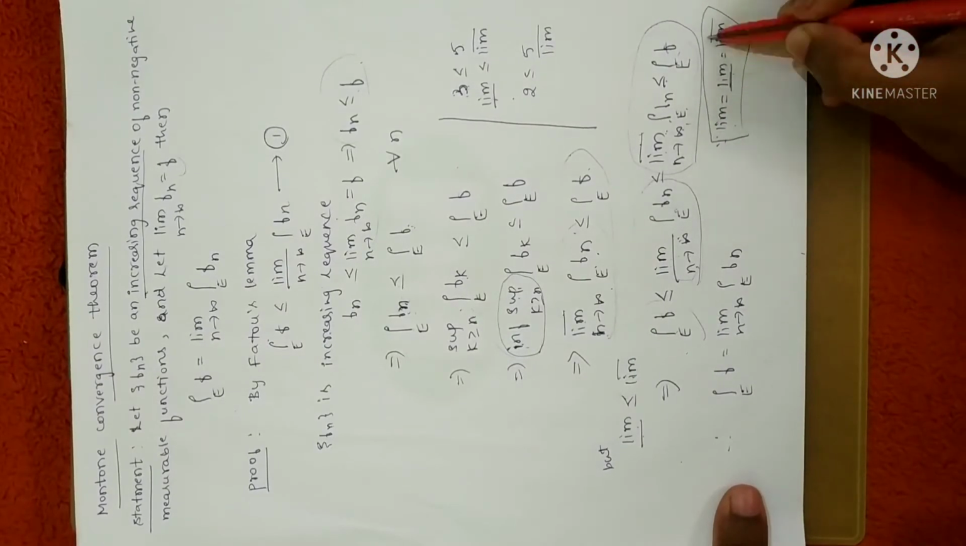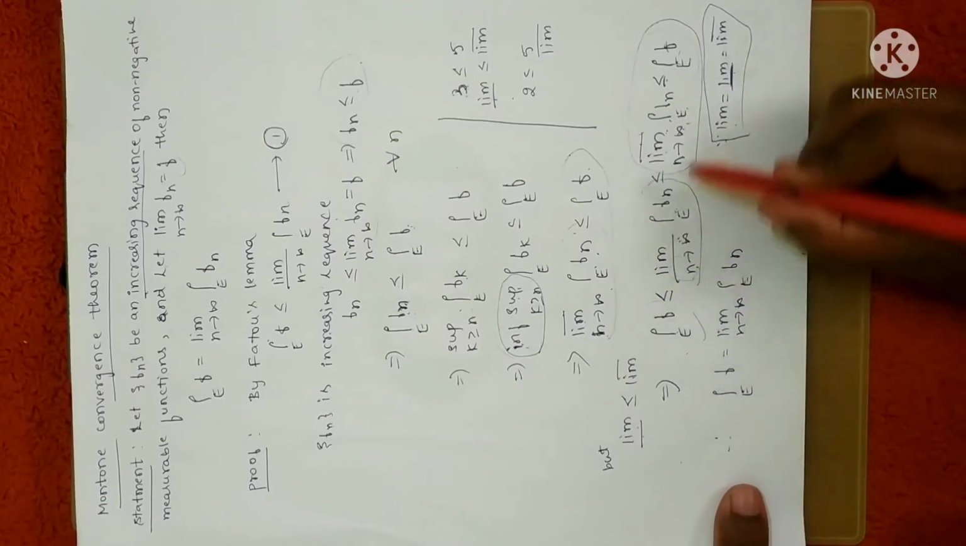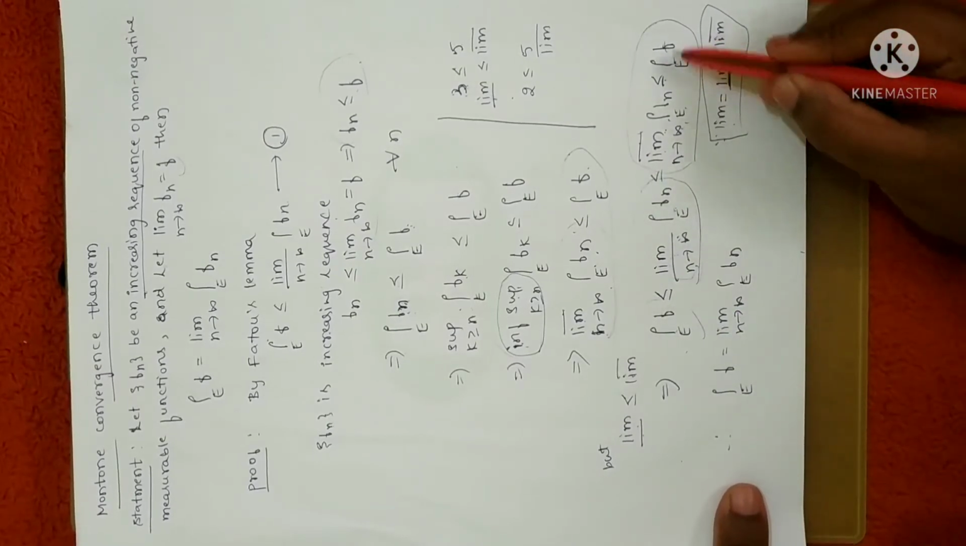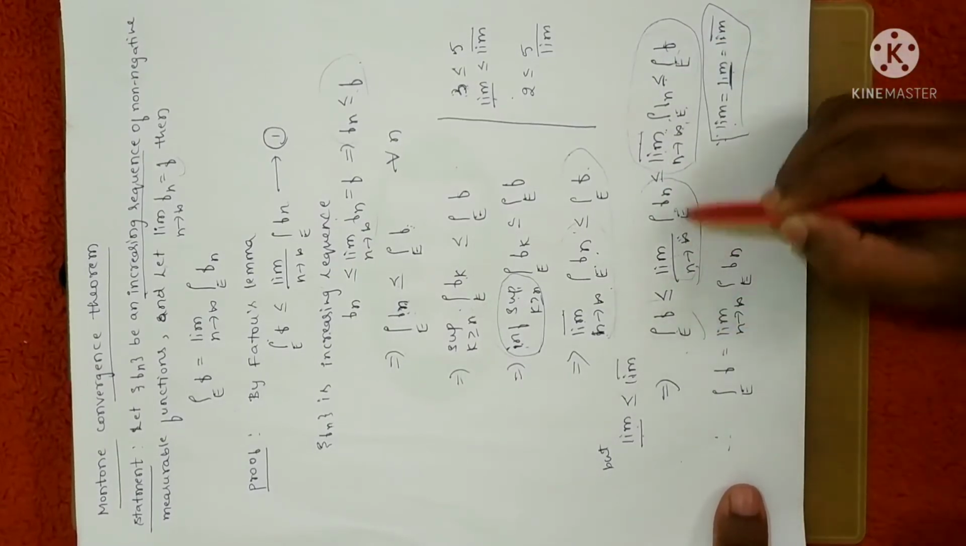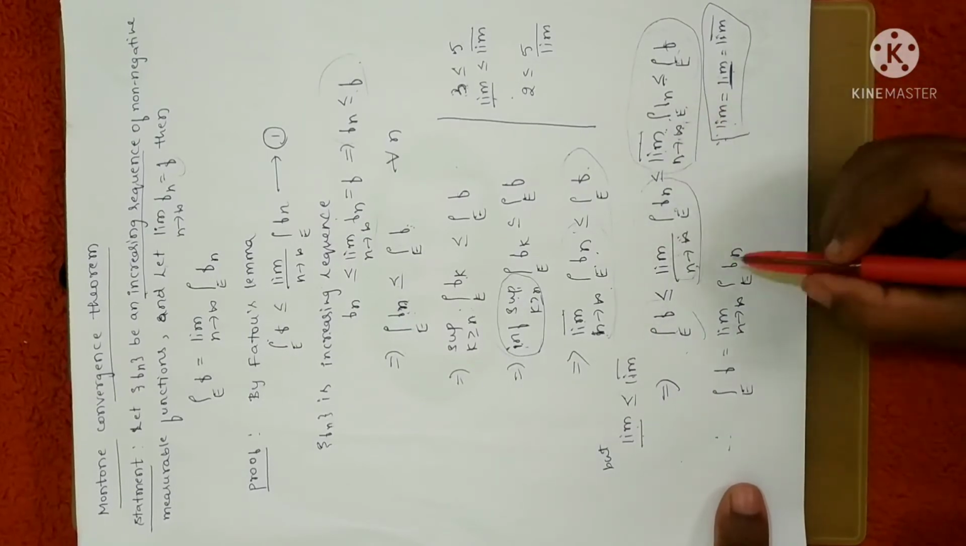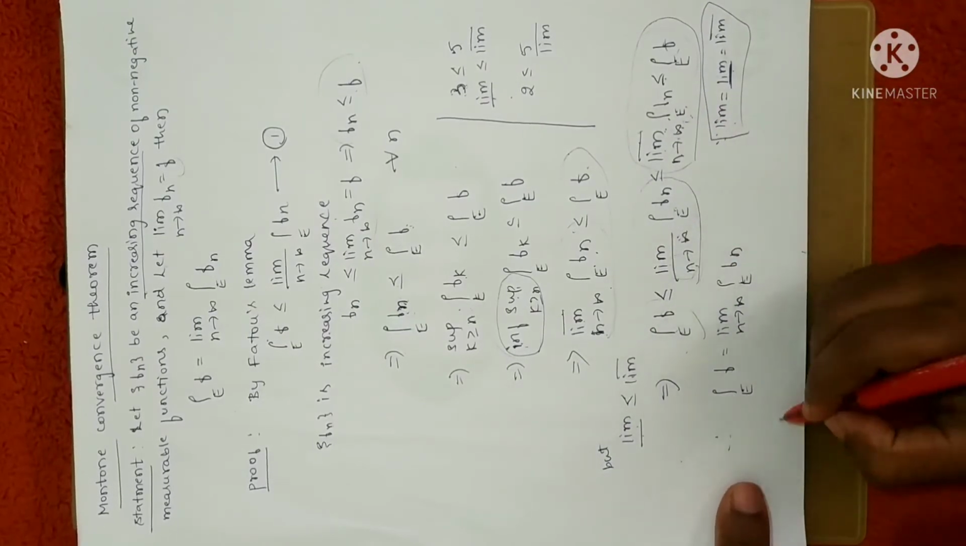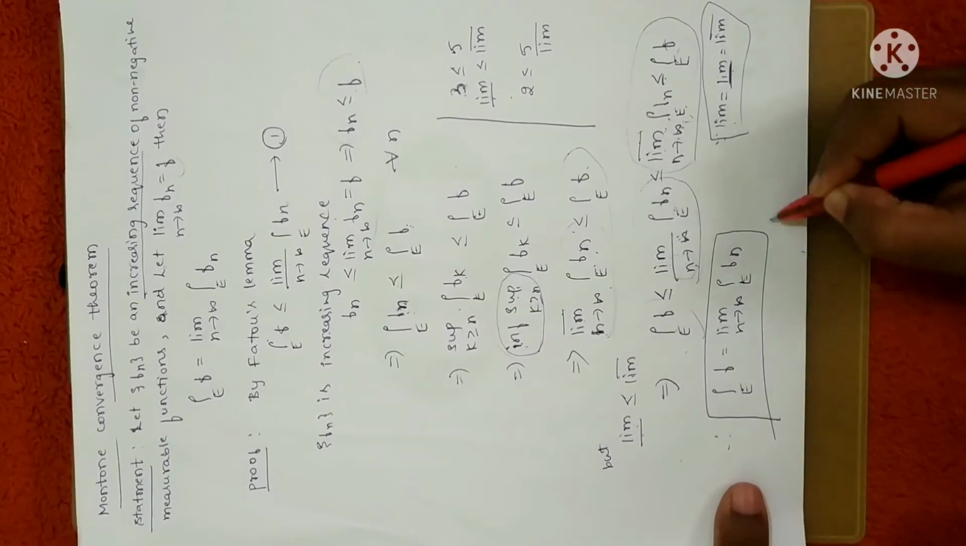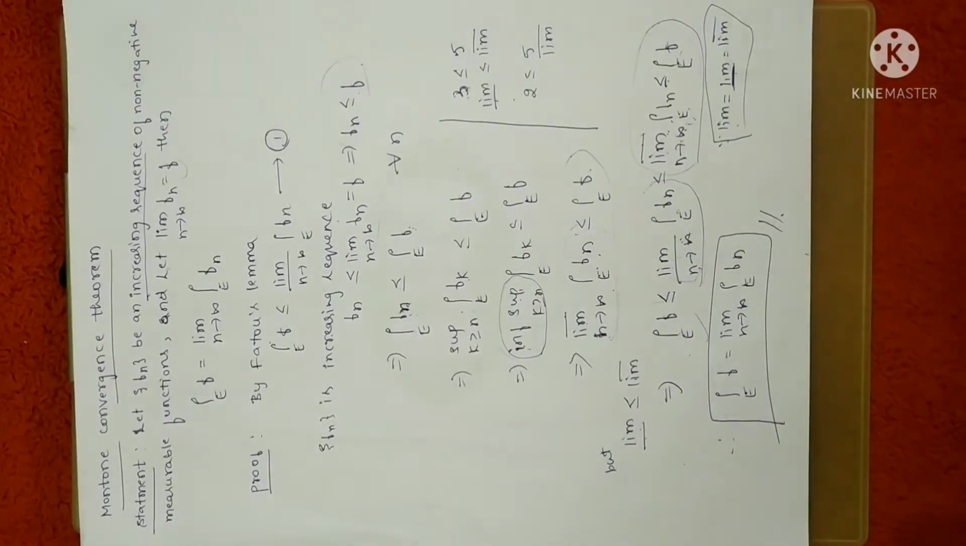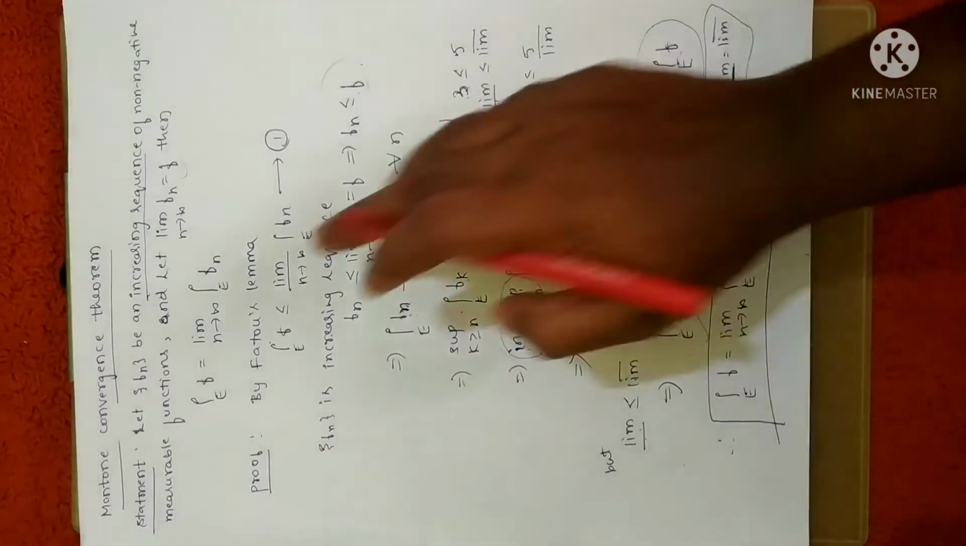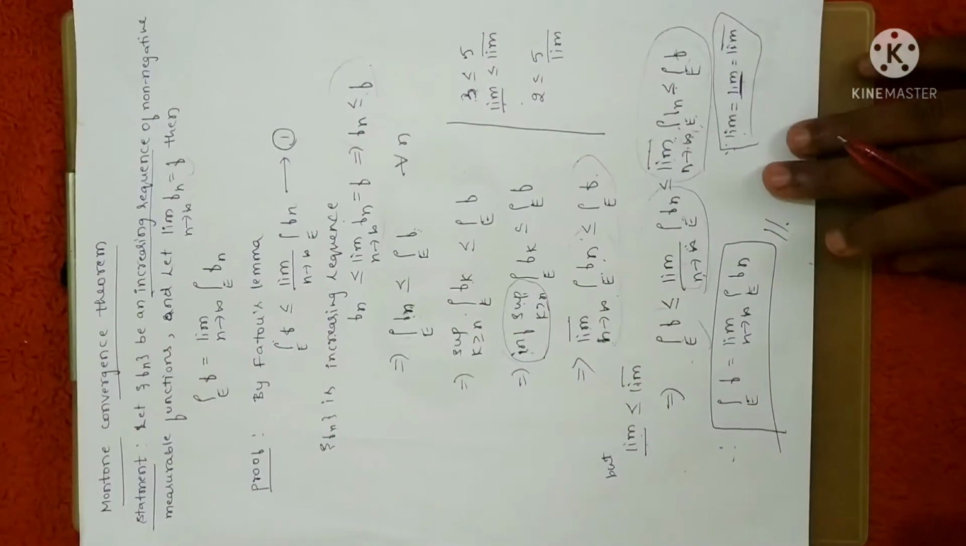When both are equal, that is when limit supremum is equal to limit infimum, since they are ranging between the integral over E of f, I can write those two limits are equal. So this is what we were required to prove. This is the monotone convergence theorem, and it is important. One more thing is that it is applicable only for an increasing sequence.